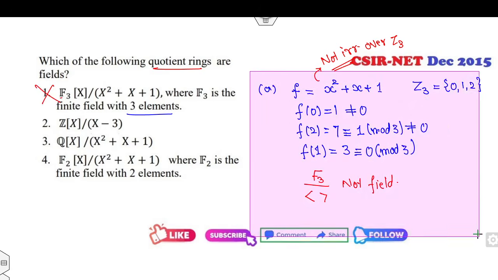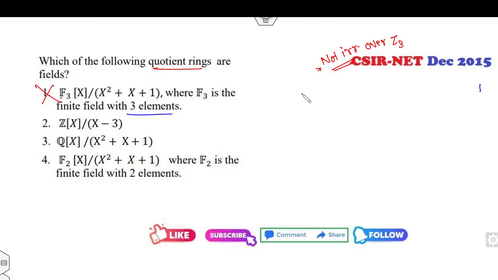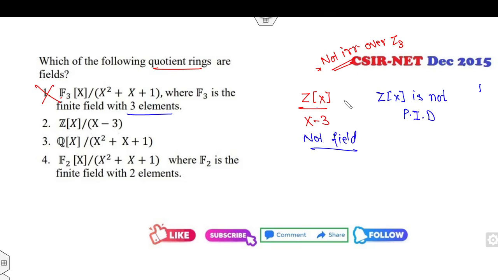Now, second one, Zx over x minus 3. Now we all know Zx is not a PID. Fine. So once this is not a PID, then this is not a field. Make sure whenever you want to prove this is a field, it must be irreducible and it must be a PID. So in this case, Zx is not a PID, so therefore this is not the right option.